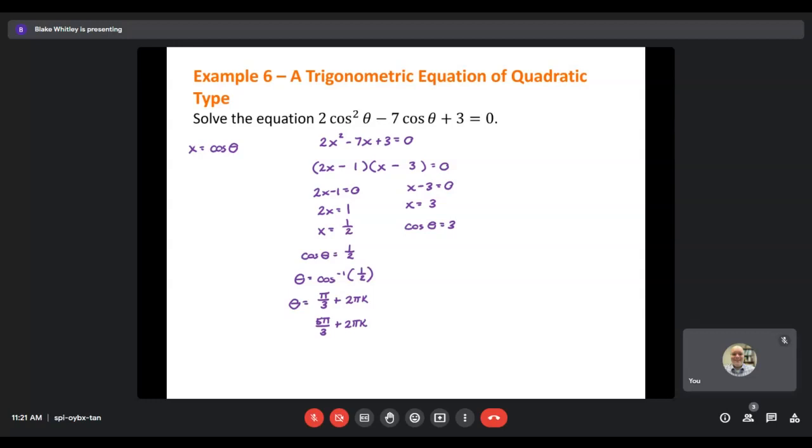Now, for the second equation, if I do my inverse, 3 is not a special value. I would have to go to the calculator to do this. However, remember that the domain of our inverse cosine has to be between -1 and 1. This actually is not going to give us anything, and so this is an undefined answer. So our only solutions to this one are going to be right down here.